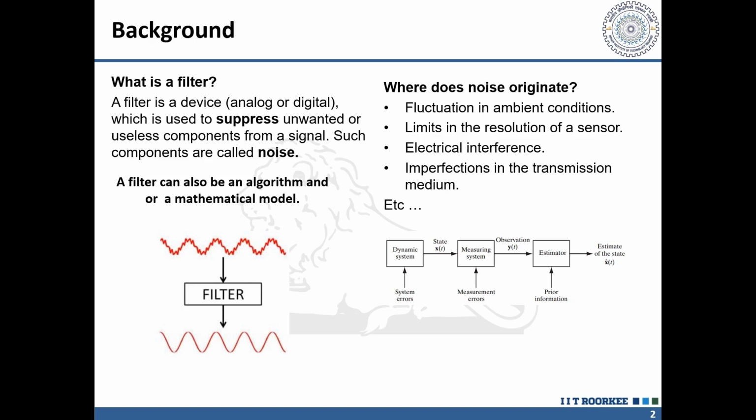Now, where does this noise come from? In realistic systems, there is always some noise, which may be due to fluctuations in the ambient conditions, limits in the resolution of a sensor, electrical interference, imperfections in the transmission medium, etc. All this means is that we cannot have perfect information about the state of a system, only an estimation.